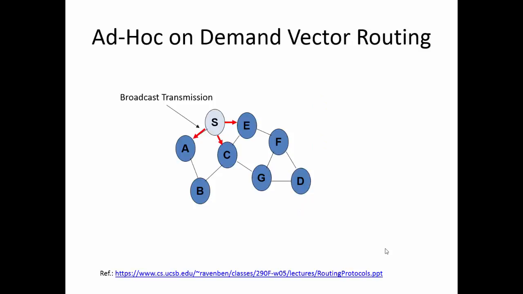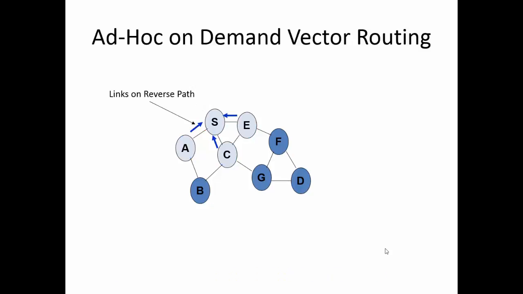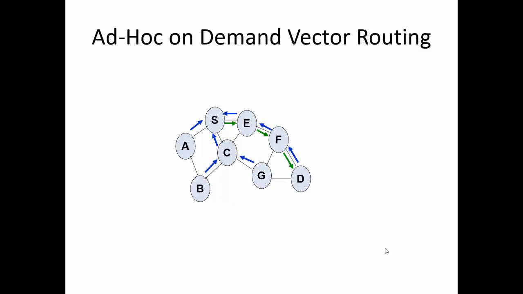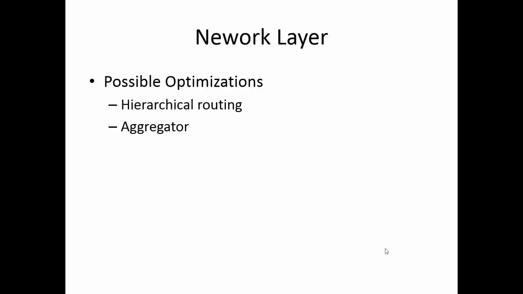Let us consider an example of how the route is determined using AODV. The source floods a route request in the network. Reverse paths are formed when a node hears a request. This process continues, and it is to be noted that each node forwards the request only once. Once the destination is reached, the route reply is forwarded via the reverse path. The forward path is used to route data packets. Hierarchical routing and aggregation, or aggregator, are the possible optimizations.